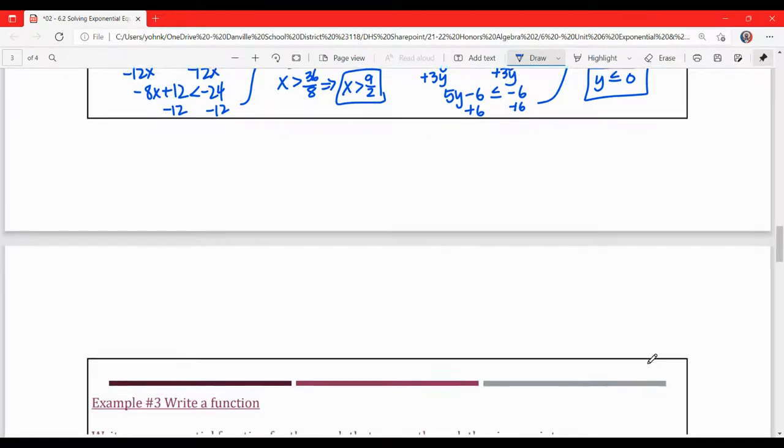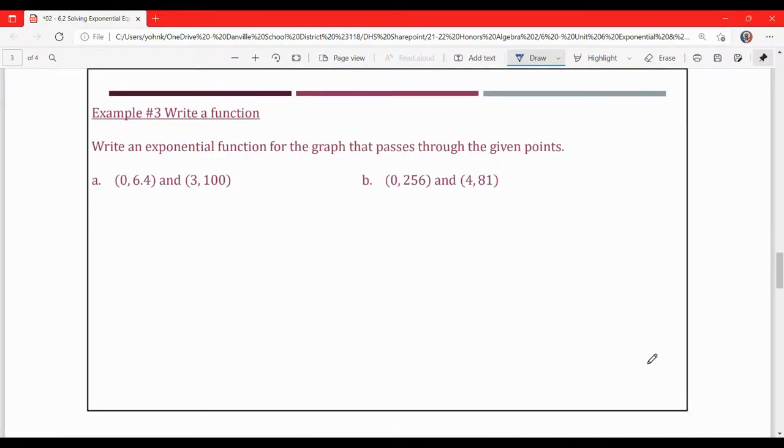All right, so now what if I'm given two ordered pairs and told to write an equation? So I have to write an exponential function for the graph that passes through the given points. An exponential function looks like f of x equals a times b to the x power. So if I'm given two ordered pairs, (0, 6.4) and (3, 100), I want to start with the ordered pair that has a 0 in the x.